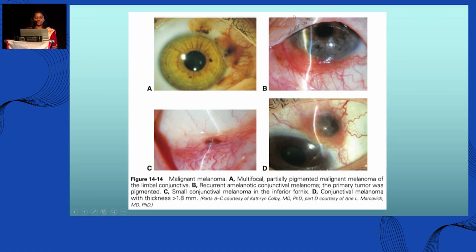This picture shows the various clinical appearances of conjunctival melanoma. You can see the highly vascularized nature and the irregular pigmentation. And if you see the third picture, mentioned as C here, the lesion is very deep within the fornix. So if you don't do a very thorough examination, you might miss this lesion. If you notice suspicious vascularity, make sure you look deep into the fornix as well.